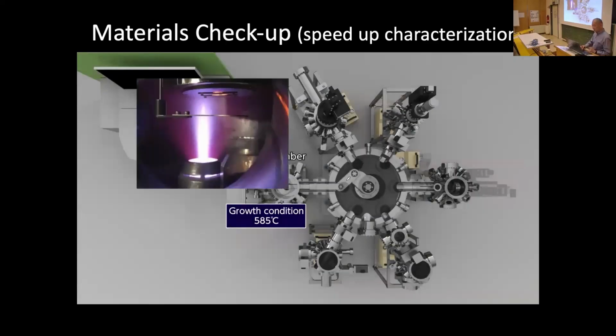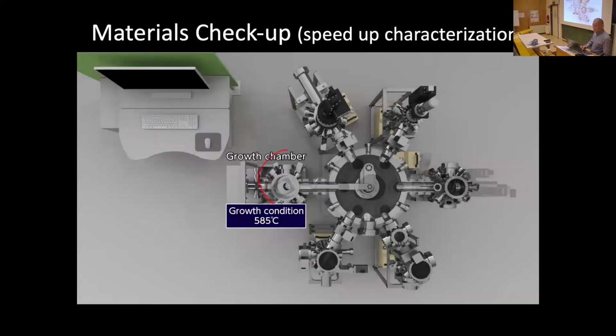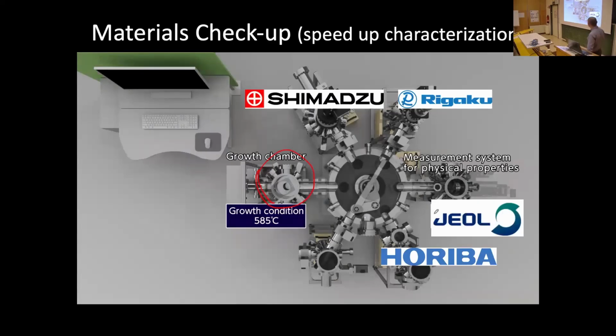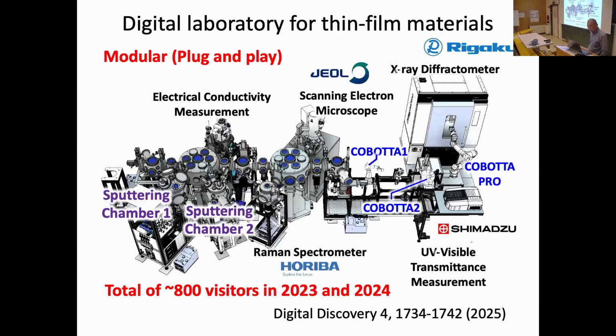So now we synthesize, and then we bring the samples into many kinds of instruments. These are the gel, scanning electron microscope, and this is the X-ray diffraction, and then this is UV-vis. So this is a total system. So you came to see all that.